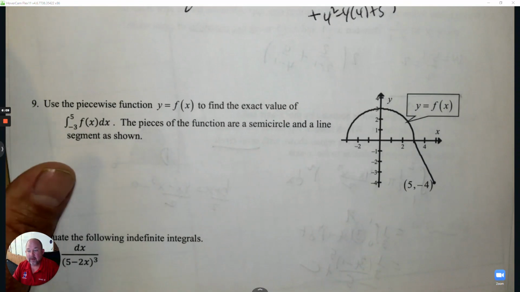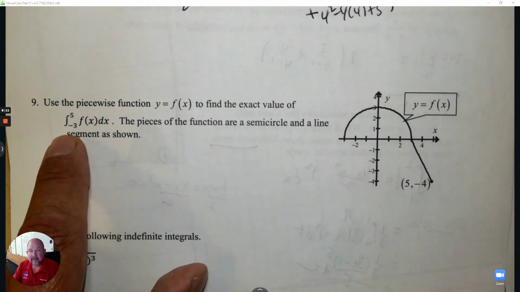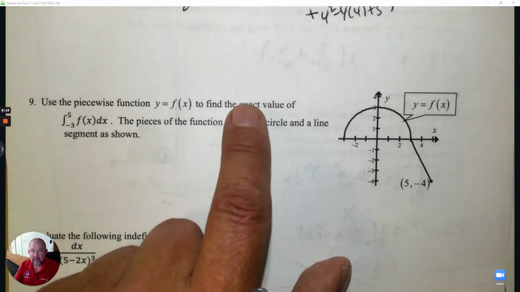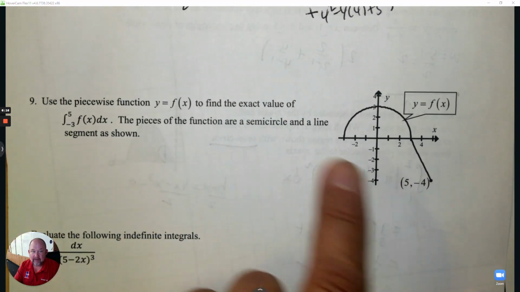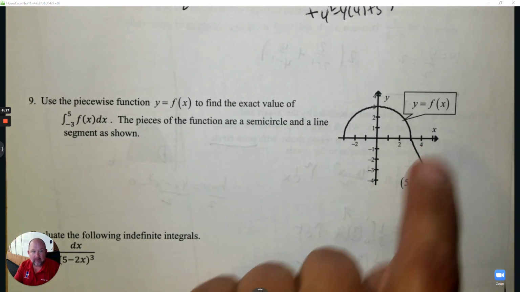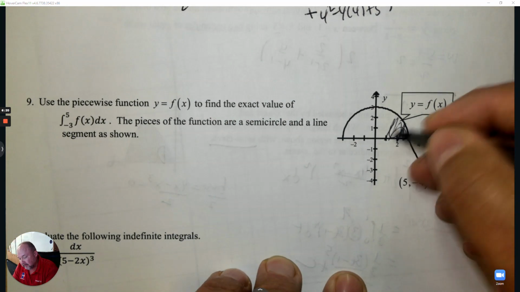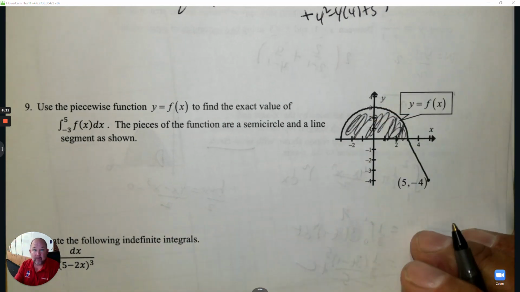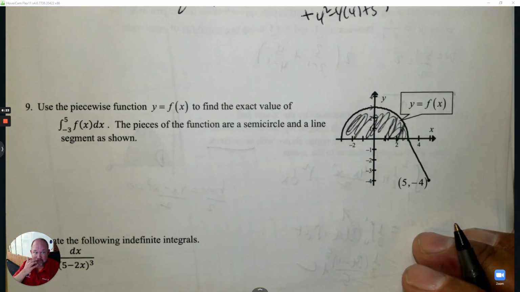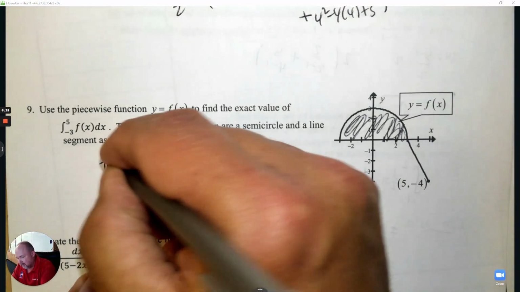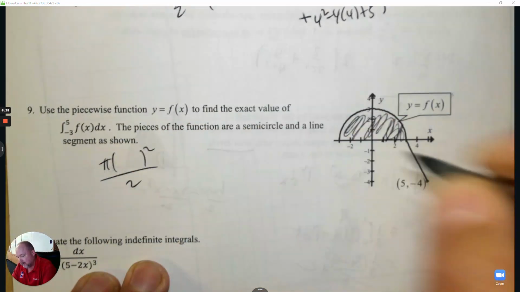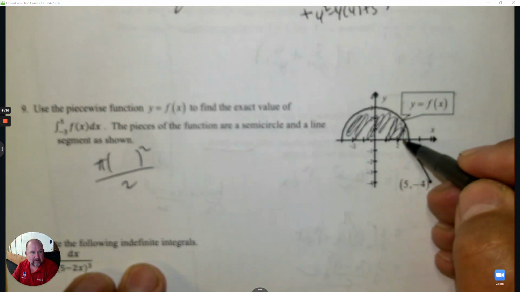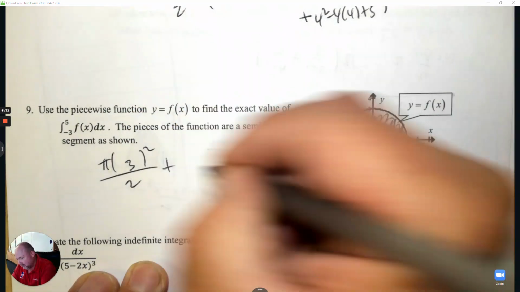Number 9, use piecewise here. So we have a couple pieces here. Integration means area, so find that from -3 to 5. So from -3 all the way to 5. So first of all, this is a semicircle. Find the area. It's important to know that area above is positive. So the formula for a semicircle is pi r squared divided by 2. The radius here is 3 plus.